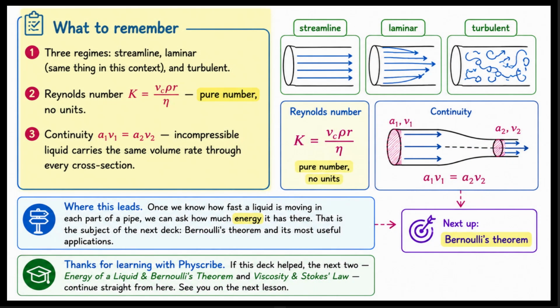That brings us to the end of the first deck. Three regimes, streamlined, laminar, and turbulent. The Reynolds number K equals Vc rho r over eta, a pure number. Continuity. A1V1 equals A2V2, so an incompressible liquid carries the same volume rate through every cross-section. Once we know how fast a liquid is moving in each part of a pipe, we can ask how much energy it has there, and that is the subject of the next deck.